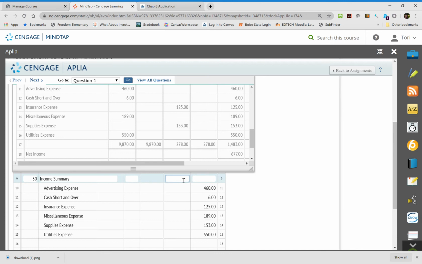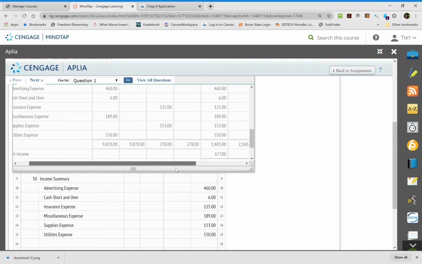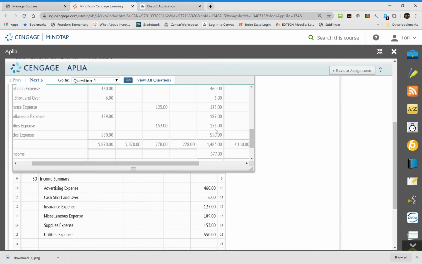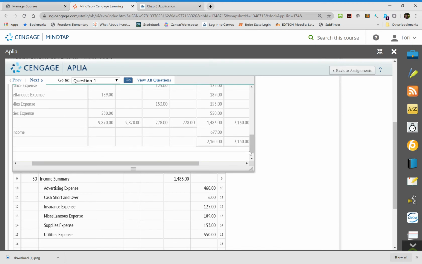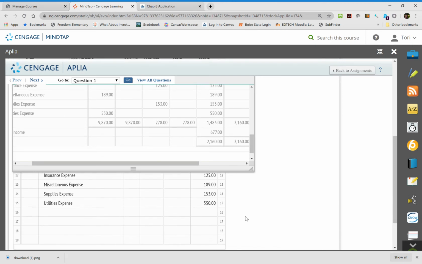expenses are, and we're going to put them in our income summary. Well, we've already done that on our worksheet. So this 1483 is our total expenses, which is the money that goes into our income summary. So that's pretty nice.